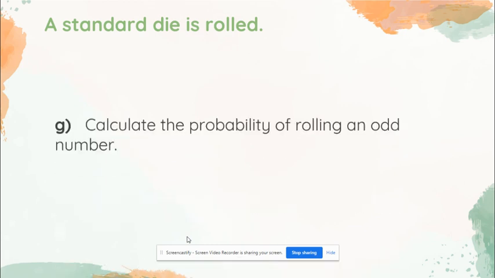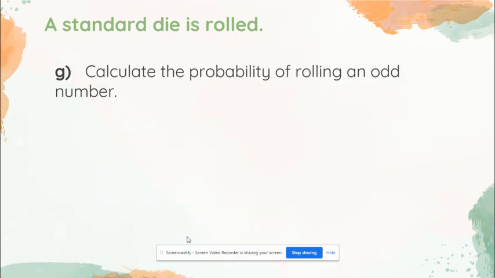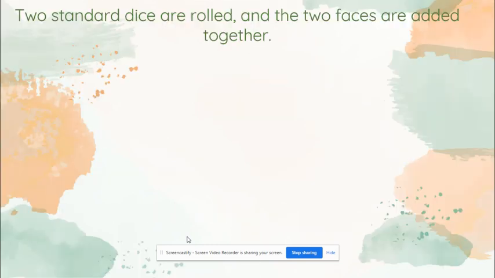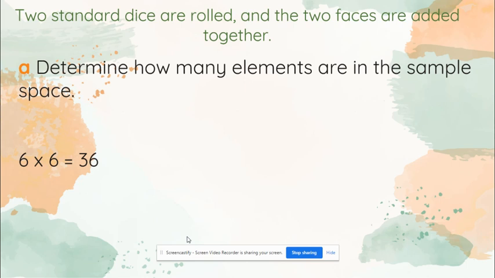All right, let's look at another one. One more. Calculate the probability of rolling an odd number. So 1's an odd, 3's an odd, 5's an odd. So those are 3 out of 6, gives you a half. And 2 standard dice are rolled. So now you've got 1, 2, 3, 4, 5, 6, 1, 2, 3, 4, 5, 6. And the 2 faces are added together. Determine how many elements are there in the sample space. Well, there's 6 times 6, 36.